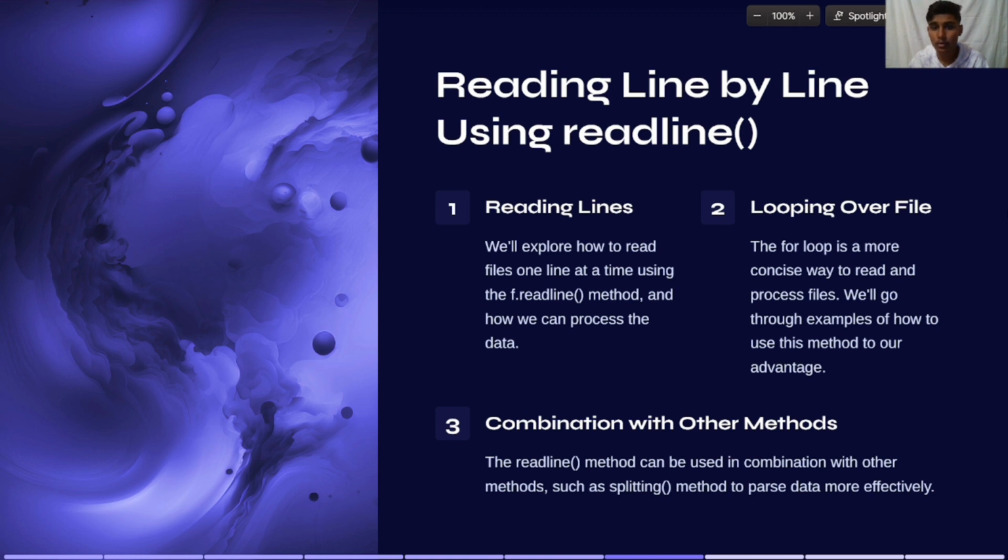reading line by line using readline. In this there are also three types. The first one is reading lines. We'll explore how to read files one line at a time using the readline method, and how we can process the data. And what is looping over file? The for loop is a more convenient way to read and process files. We'll go through examples of how to use the method and its advantages.